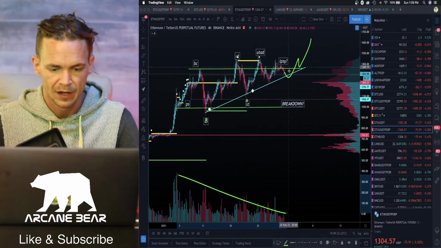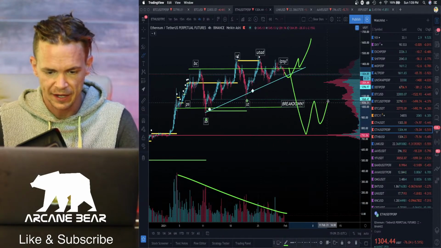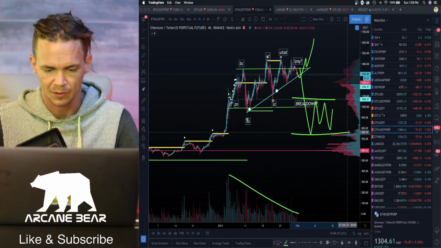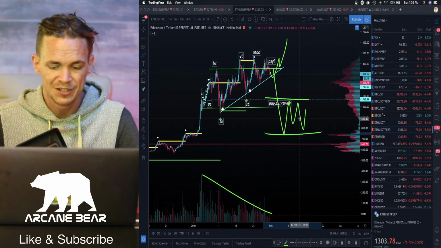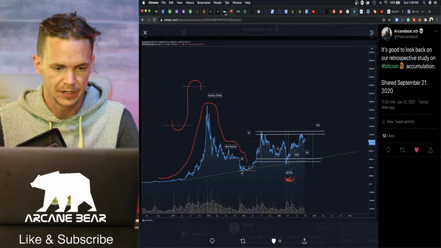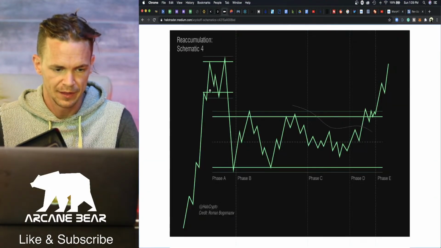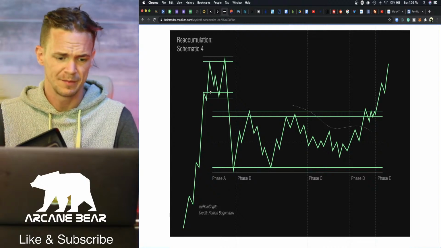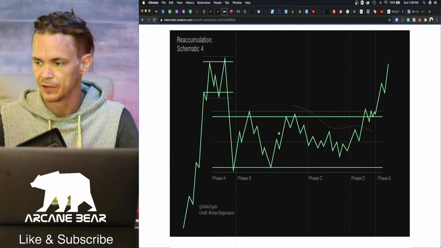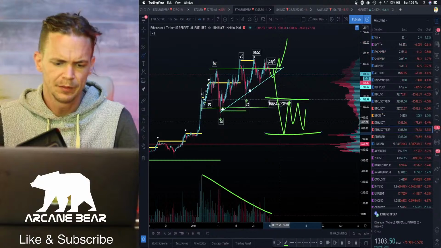Number one, if it broke down here and created another trading range, what you would see is that this became much more similar to reaccumulation schematic 3, which is exactly what happened in August. You saw a breakdown of the reaccumulation pattern, and we saw this reaccumulation schematic 4, where your buying climax and your upthrust was then met by a much larger scale accumulation range.